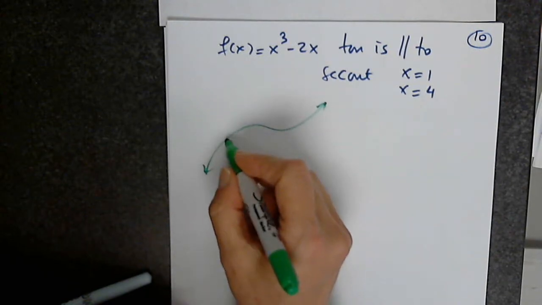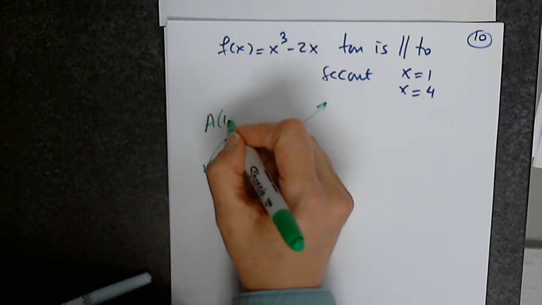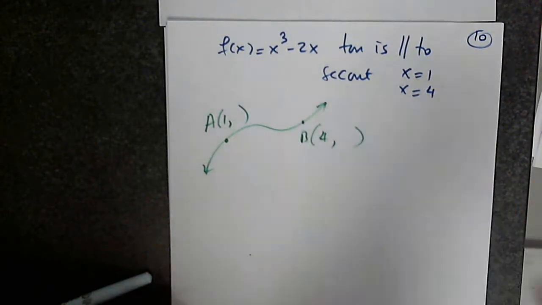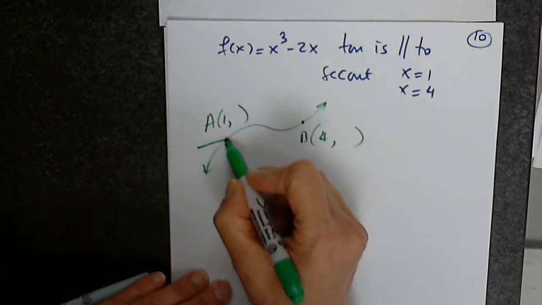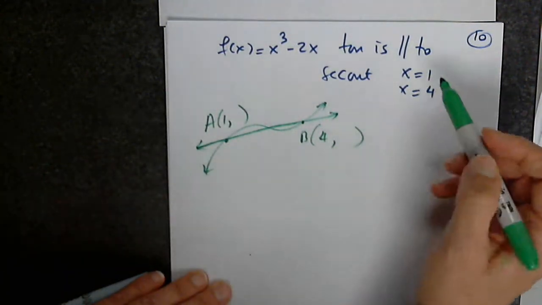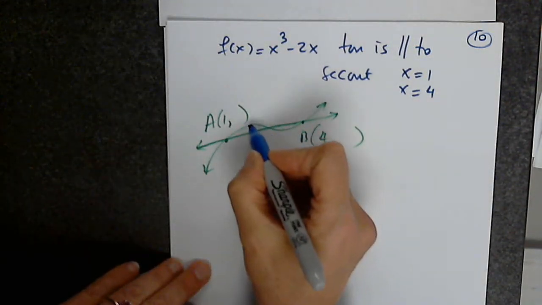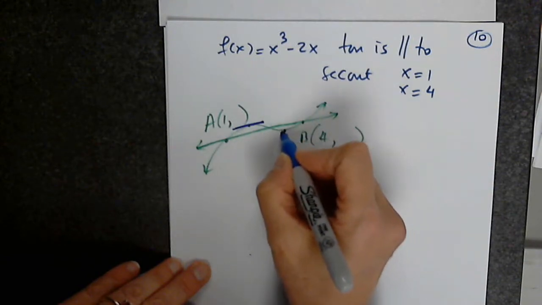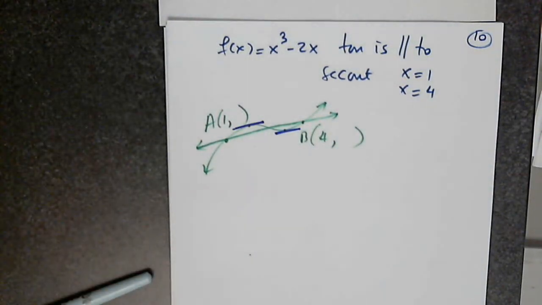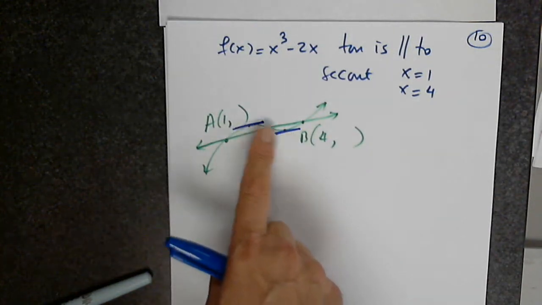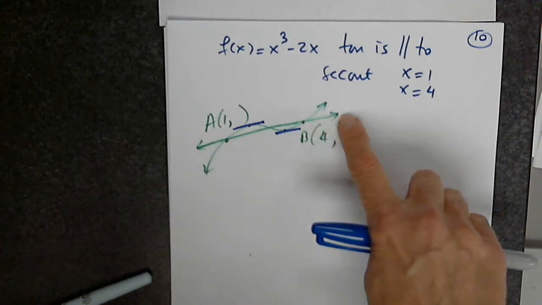I have a point here. Let's say point A with x equals 1, and I have here point B with x equals 4, and this is the secant line, and I'm asked to find the points on the graph where the tangent is parallel to this line. So let's say I have one here, and I have one here. So at those two blue points, the tangents here are parallel for sure to this line.